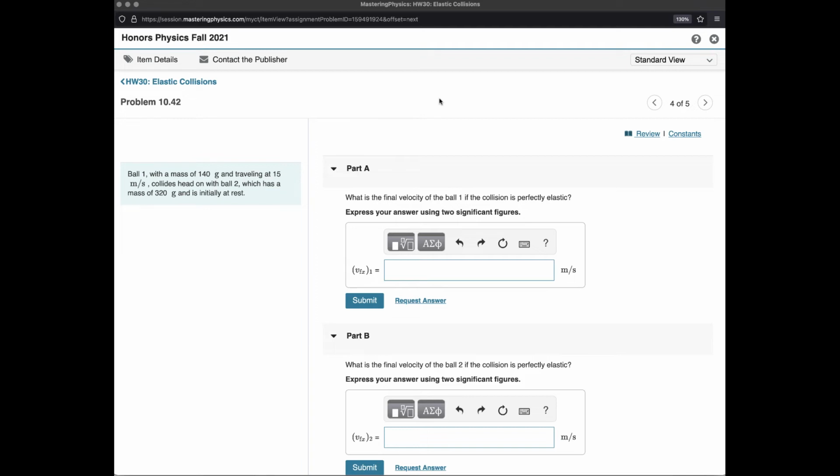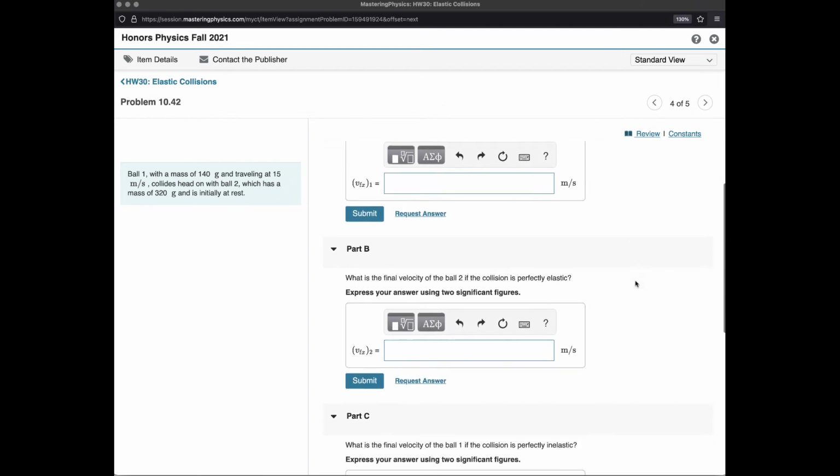So what I'm going to do for part A here is I'll write the conservation of momentum, which is m1 v1 is equal to m1 v1 prime plus m2 v2 prime. But also I'm going to write the elastic equation, because I'm told here in part A that the collision is elastic. And I'll write that v1 minus v2 is equal to v2 prime minus v1 prime. And I'll solve those two equations simultaneously.